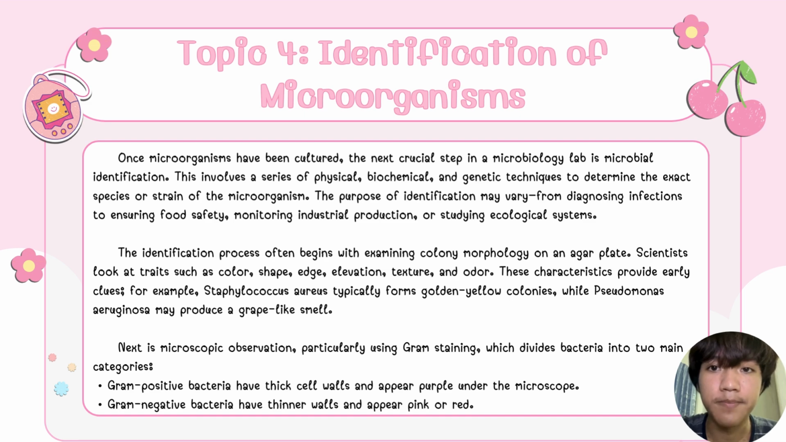ecological systems. The identification process often begins with examining colony morphology on an agar plate. Scientists look at things such as color, shape, edge, elevation, texture, and odor. These characteristics provide early clues. For example, Staphylococcus aureus typically forms golden yellow colonies, while Pseudomonas aeruginosa may produce a grape-like smell.